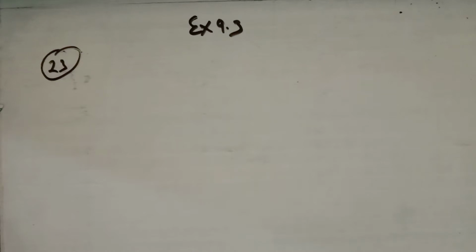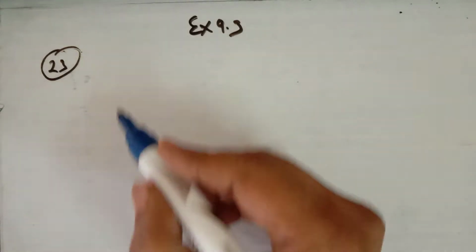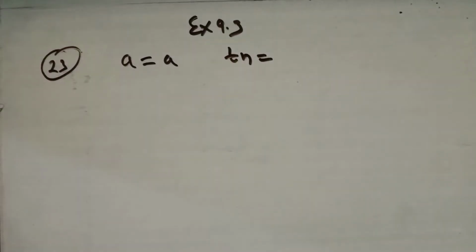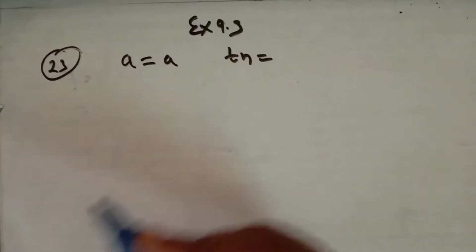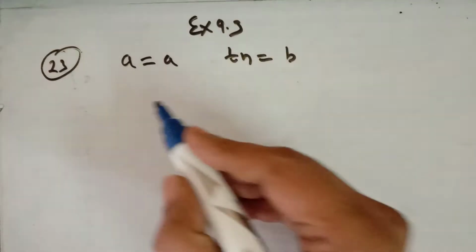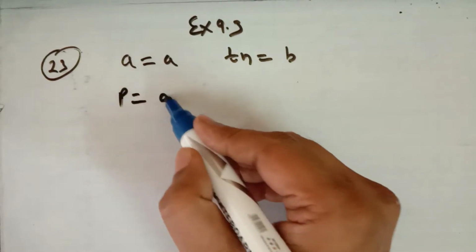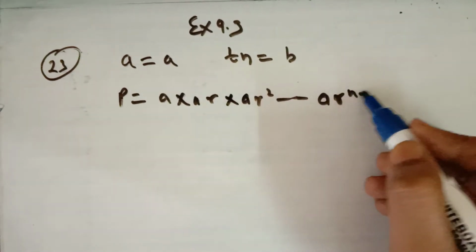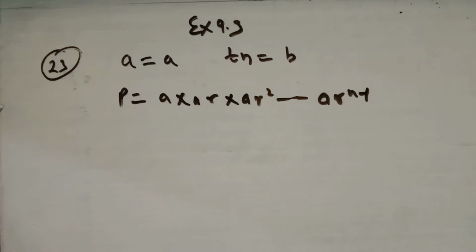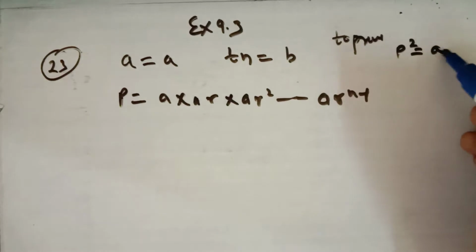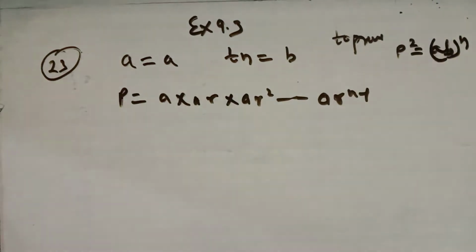Now in question number 23, it is given that the first term of a GP is A and the nth term is B. If P is the product of the n terms, that is A into AR into AR square up to AR raised to power n minus 1, you have to prove that P square is equal to (A into B) raised to power n.